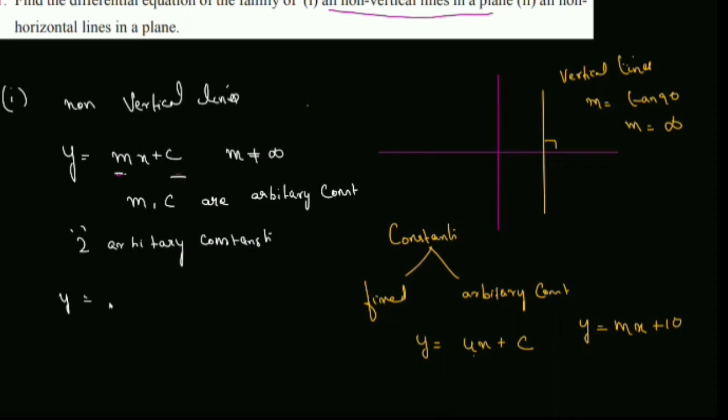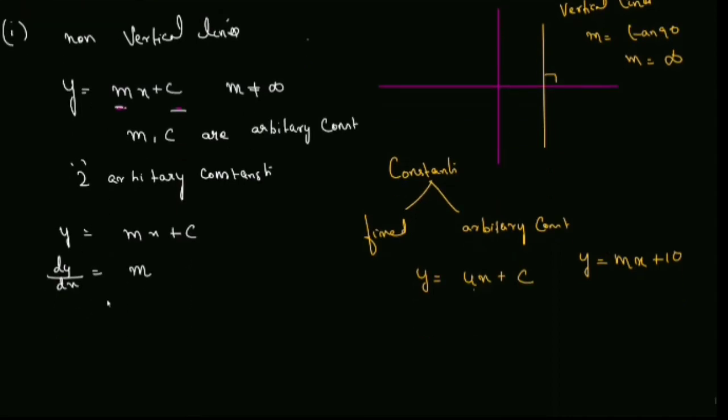So the question is y = mx + c. dy by dx is, when you differentiate mx you get m. The constant c will become 0. Now m you have to differentiate again because m should be eliminated. So differentiate again, the second order derivative. d square y by dx square is equal to 0. So this is the differential equation of non-vertical lines.